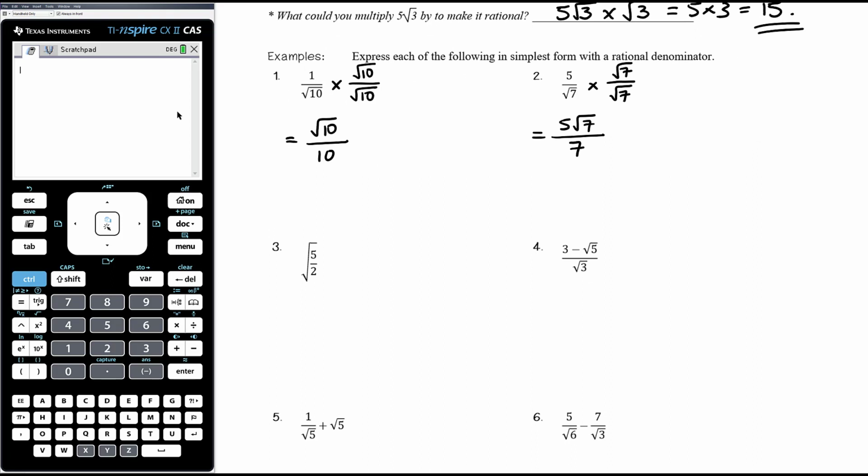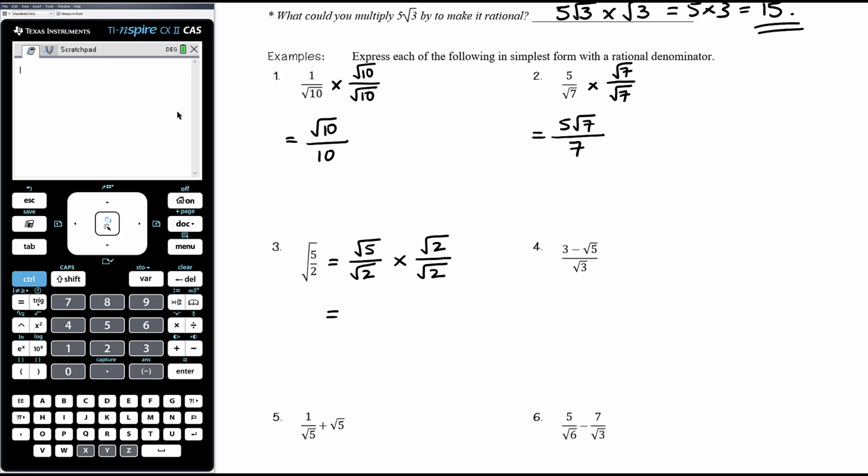Okay, example 3. So this one looks a bit tricky because, well, hang on, the denominator is just 2, but this whole thing's under a surd. We want to be able to think about this as the same as root 5 on root 2. So in this form, it doesn't have a rational denominator. So I'm going to need to multiply the denominator by root 2, and so I need to do the same to the numerator. So I'm, again, not multiplying by root 2, I'm multiplying by 1.